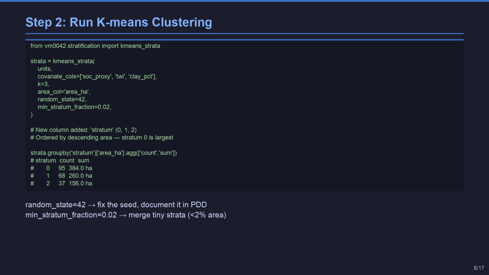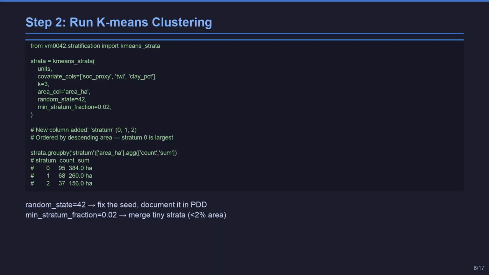Now run the actual stratification. The function is k-means strata. 3 parameters worth noting. Random state equals 42. Fix this and document it in your PDD. K-means has a random initialization. With a fixed seed, your results are exactly reproducible.